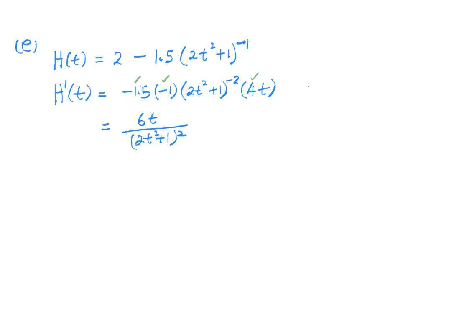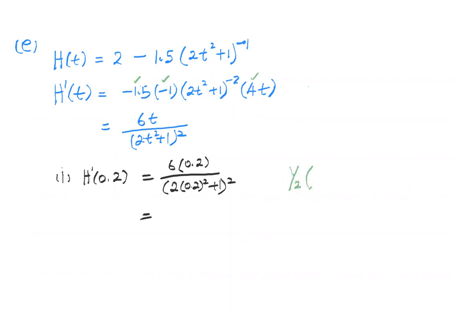In your exam, the question will not say check your answer using your graphic calculator. No way. So for part 1, I will just put h prime 0.2. I just substitute in because the question says algebraically. But I will not key this into my calculator. What I will do is take out my GC, call out Y2 and put in 0.2.